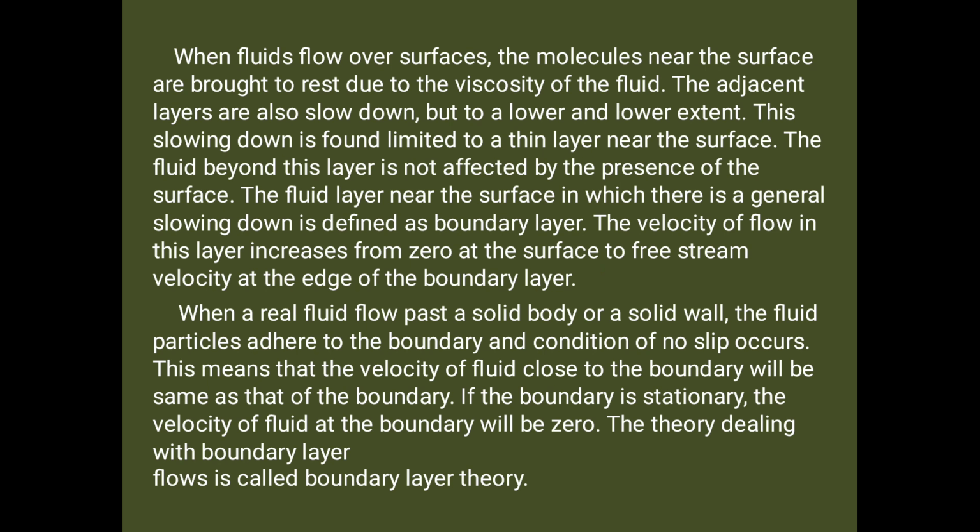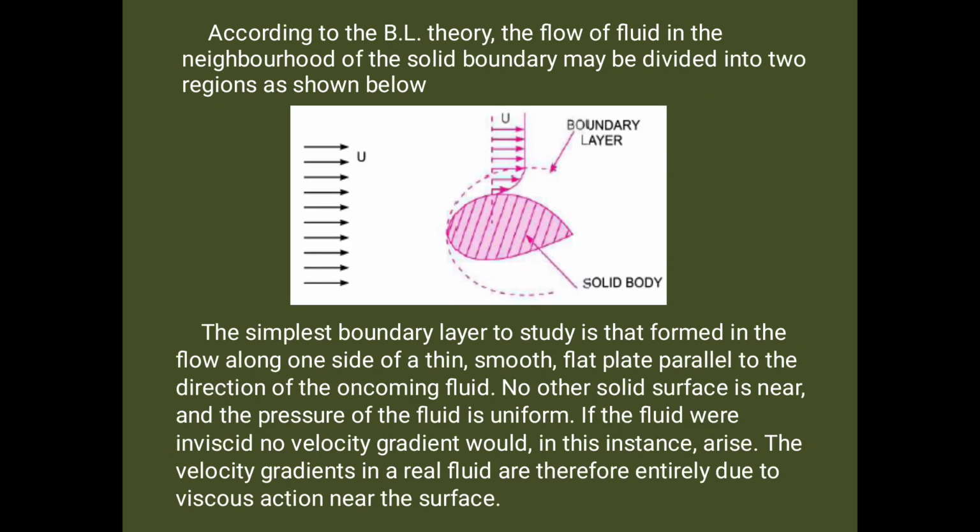When a real fluid flow passes a solid body or solid wall, the fluid particles adhere to the boundary and the condition of no slip occurs. This means that the velocity of the fluid close to the boundary will be same as that of the boundary. If the boundary is stationary, the velocity of the fluid at the boundary will be zero. The theory dealing with the boundary layer flow is called boundary layer theory. According to the boundary layer theory, the flow of fluid in the neighborhood of the solid boundary may be divided into two regions as shown below.